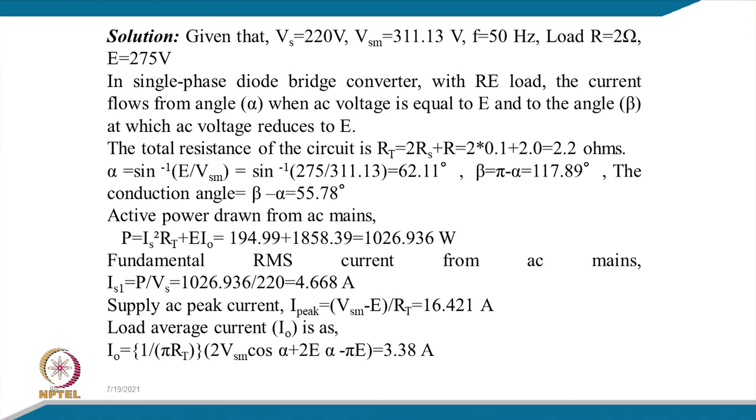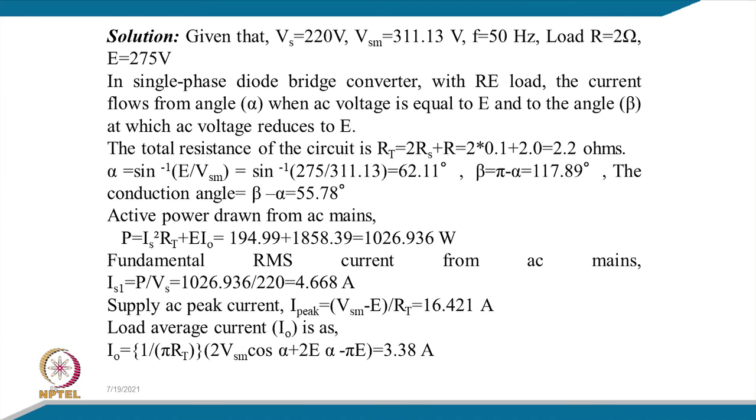So, the fundamental RMS current from the AC mains will be Is1 equal to P upon Vs. If we consider this is only a sine wave, it becomes 1026.936 divided by 220. So, current is 4.668 ampere, and the supply AC peak current is Vsm minus E, where the battery voltage is subtracted, divided by Rt. So, it becomes 16.43 ampere. The load average current you can calculate from the relation 1 upon 2 pi Rt into 2 Vsm cos alpha plus 2 E alpha minus pi E, that is 3.38.